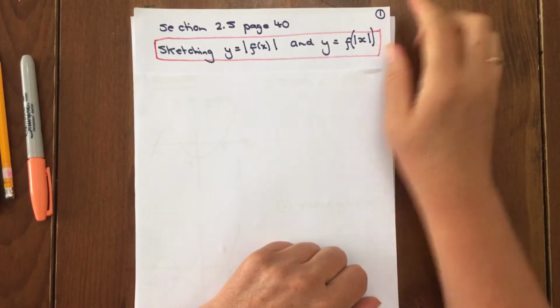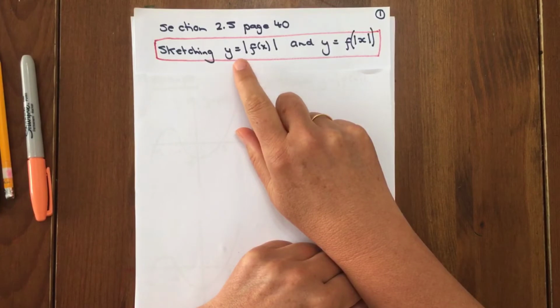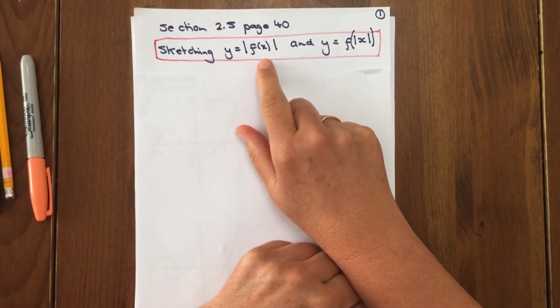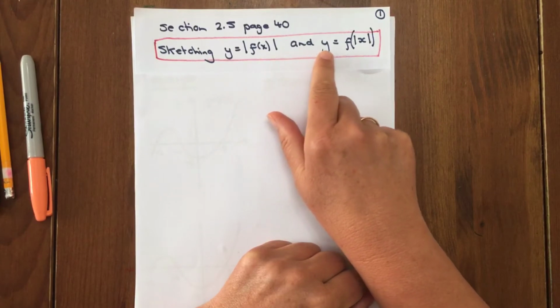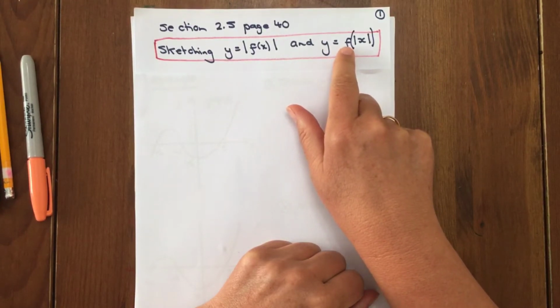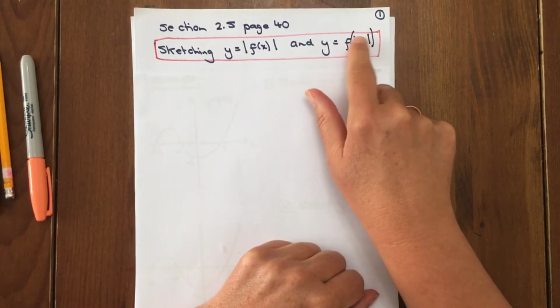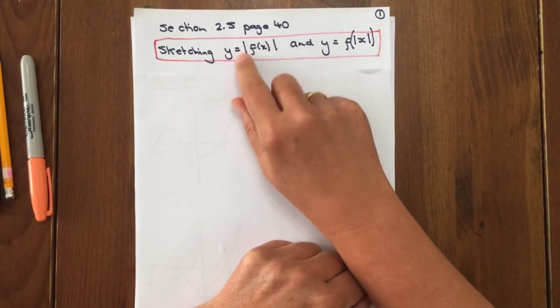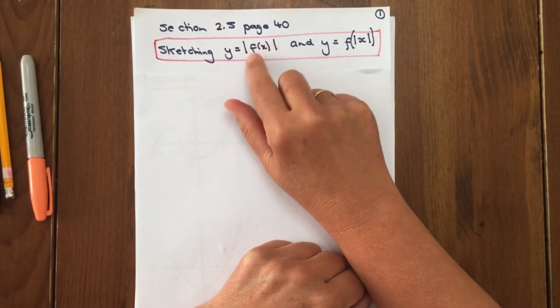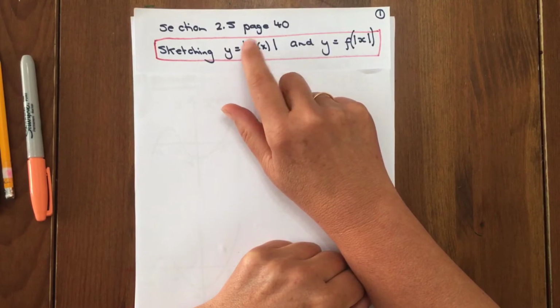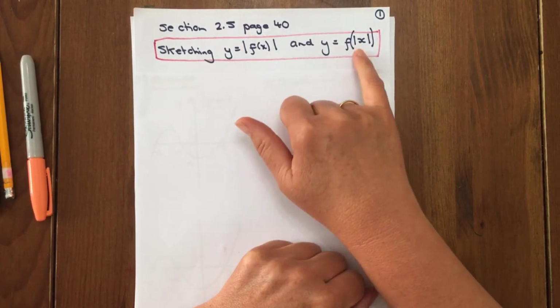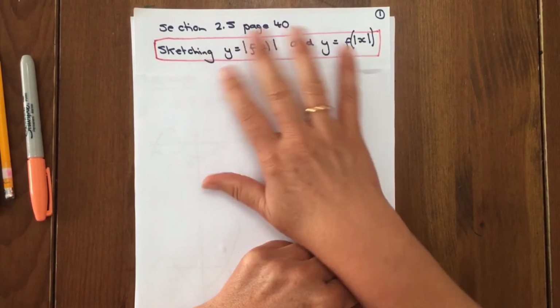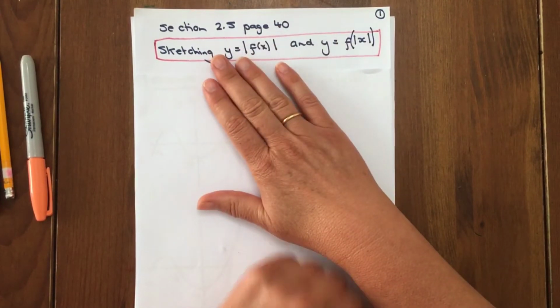Okie dokie. Right, this lesson is on sketching y is the modulus of the whole function and y is f of the modulus of the x. Now, we've already looked at this one in section 1 of chapter 2, and this is new to you. So this is today's lesson. Write that in your books.